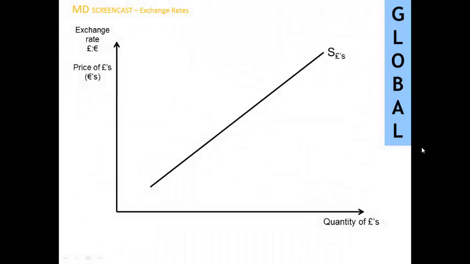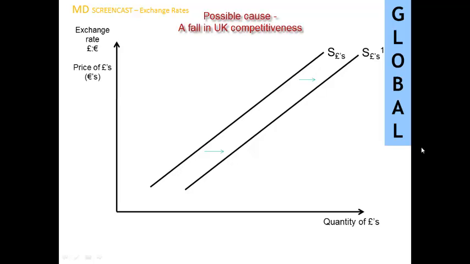An increase in the supply of pounds is shown by a shift to the right of the supply curve. More pounds are supplied at each and every euro price. Possible causes of this would include UK products becoming less internationally competitive. There could be an increase in UK holders of pounds wishing to buy Eurozone produced goods and services, and they would need to supply more pounds to acquire foreign currency.